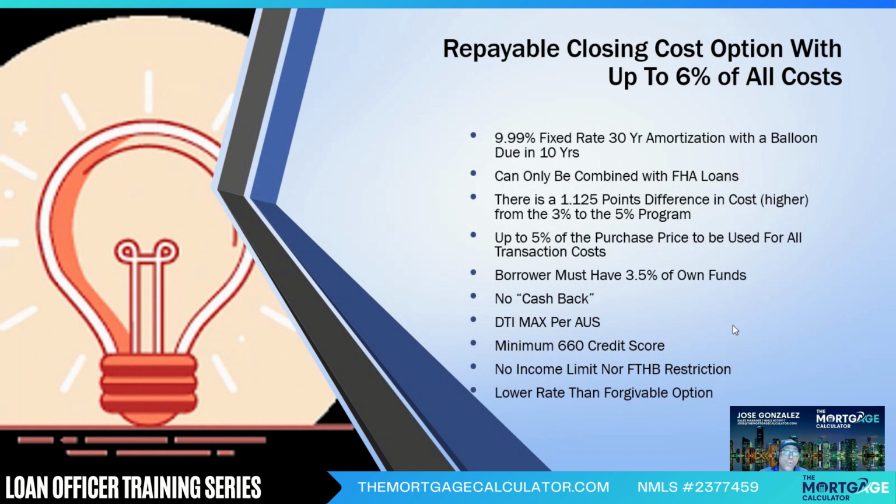Now, why would you pick this option? Well, again, maybe you want 3, maybe you want 4, maybe you want 5, or maybe you want 6%. It is a lower rate than the other options as well. But it does require the borrower to bring in 3.5% of their own funds. So, again, a little less risk than the other options that allow the borrower to close with none of their own funds if you can structure the deal accordingly.